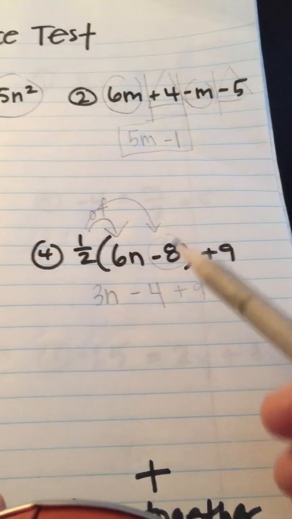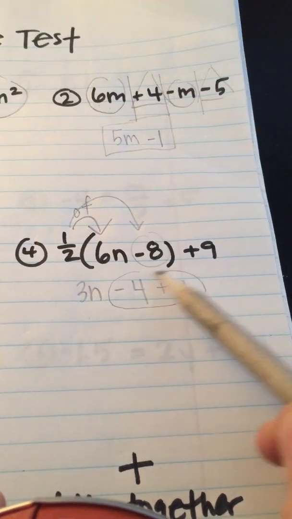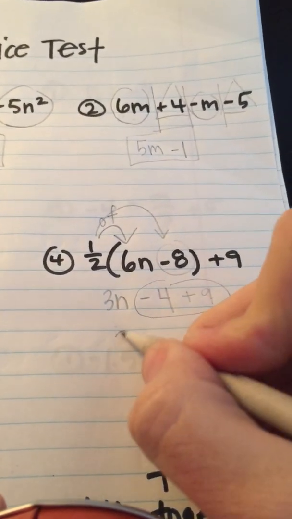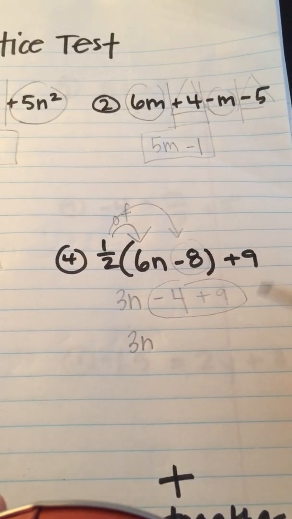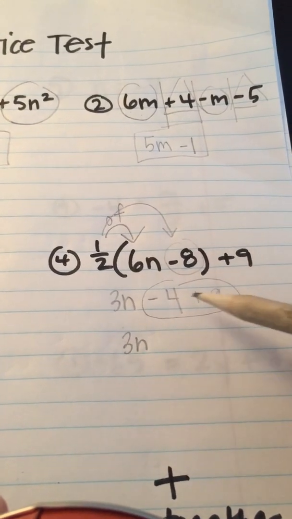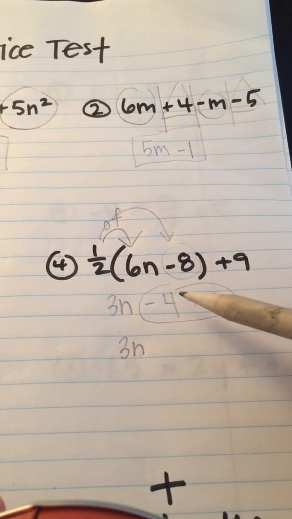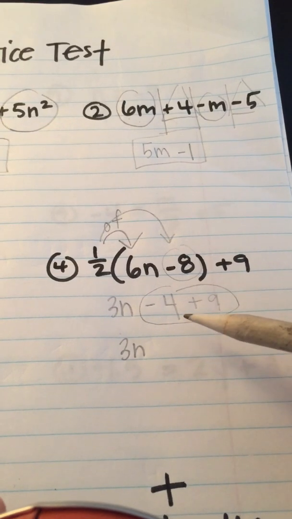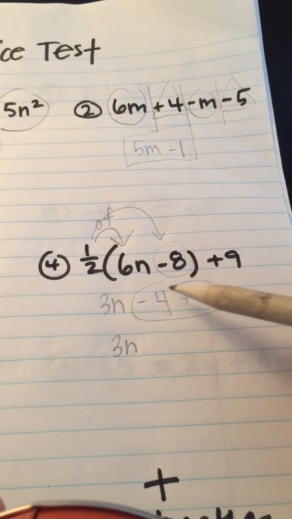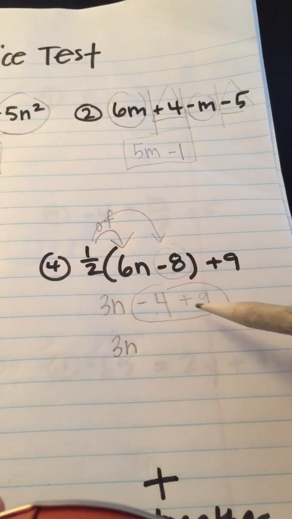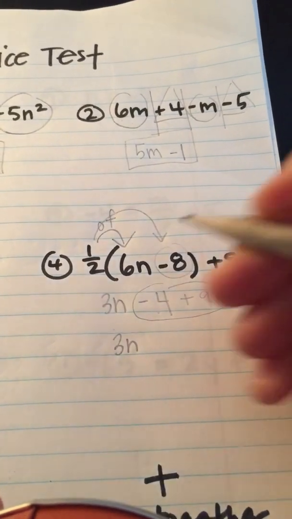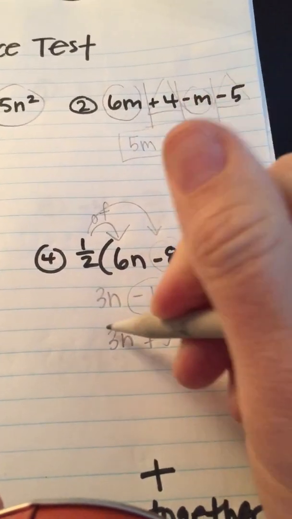I'm not quite done because these two terms right here can be combined. So I have 3n, and this says negative 4 plus 9. Different signs subtract. So 9 minus 4 is 5. Keep the sign of the higher number. So if we had 4 red tiles and 9 blue tiles, we clearly have more blue. So this is plus 5.